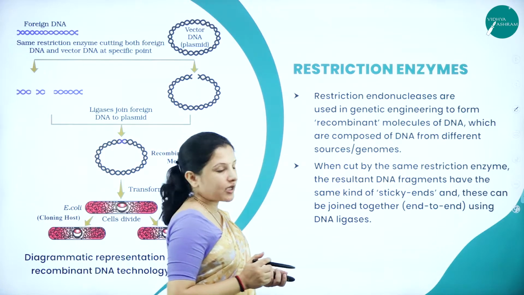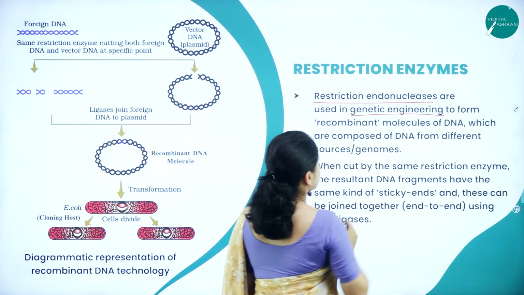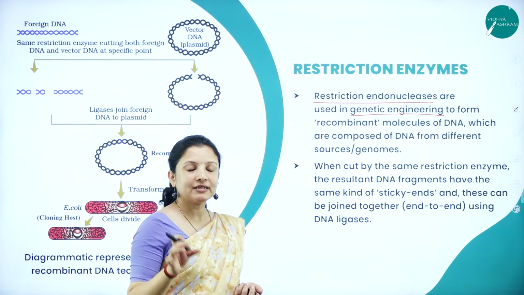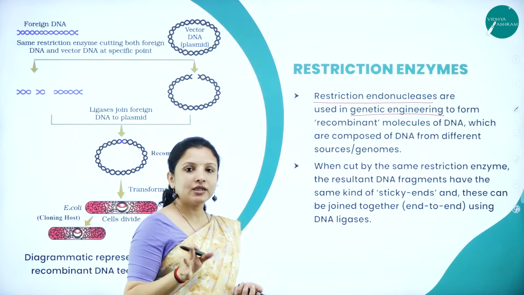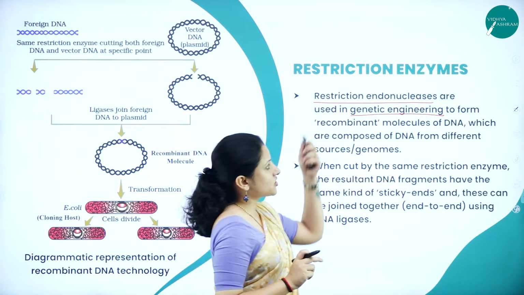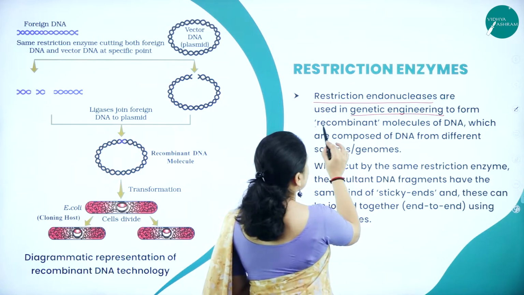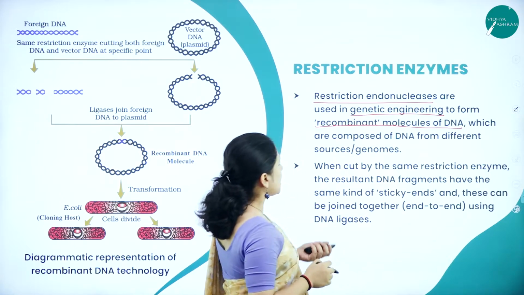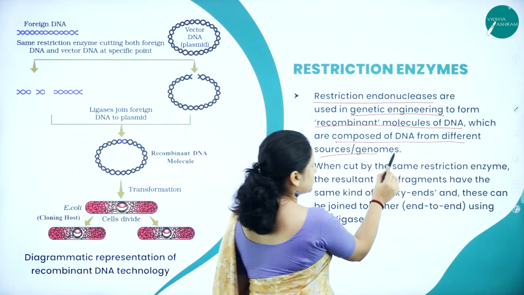And these restriction endonucleases are mainly used in genetic engineering, because in genetic engineering, selection of the desired gene, their cutting, altering, all that is done only in genetic engineering. In bioprocessing, it is not done. So restriction endonucleases are mainly used in genetic engineering to form recombinant molecules of DNA, which are composed of DNA from different sources of genome.